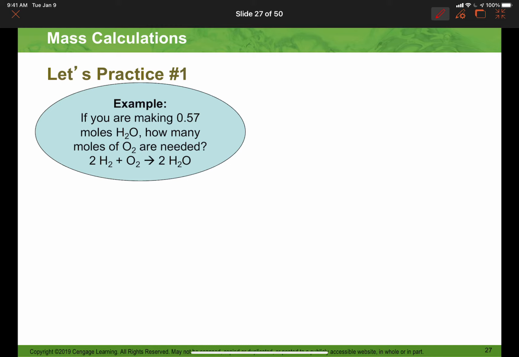If you have completed it, now press play, and let's read the problem. It says, if you are making 0.57 moles of H2O, how many moles of O2 are needed? It says we are making, so this is what we start with. How many moles of O2? Remember, wherever it says how many, this is where we finish. So we are going to start with 0.57 moles of H2O.